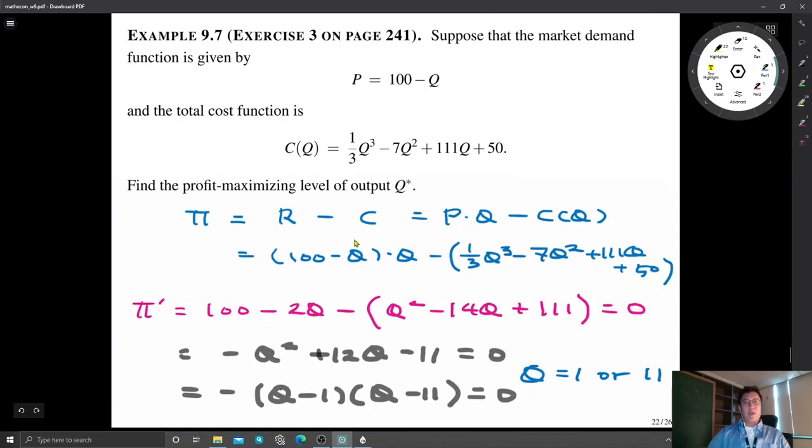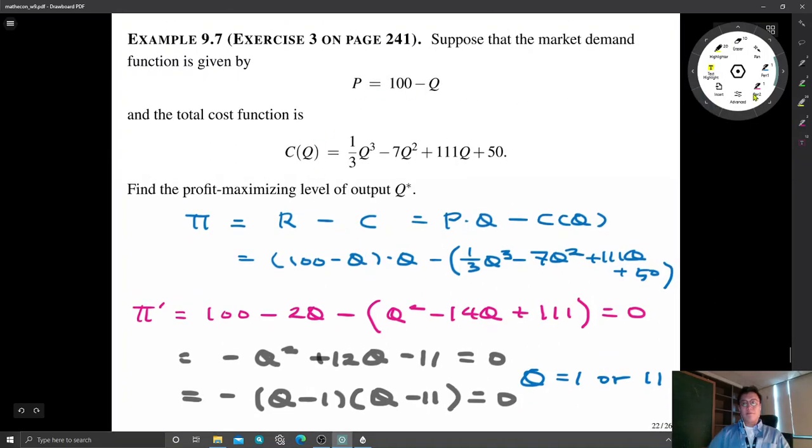So in order to maximize profit, the firm produces 11 units. So Q star turns out to be 11. And what is the optimal price? From the demand function, it is 100 minus 11, which is 89. So in order to maximize profit, the firm produces 11 units and sells each unit at the price of $89. So that's the way to determine the optimal price and optimal quantity using the derivative test.